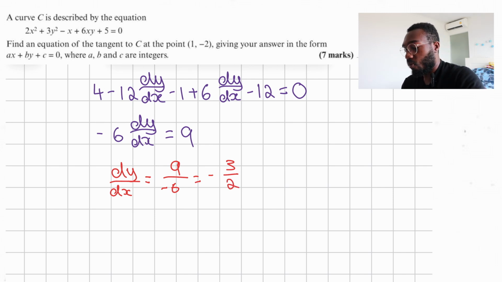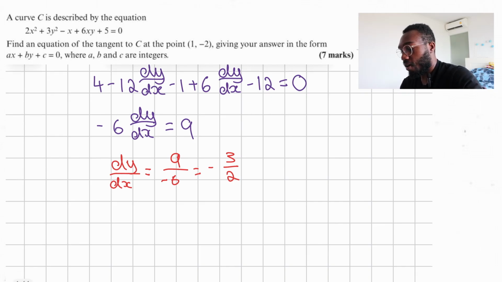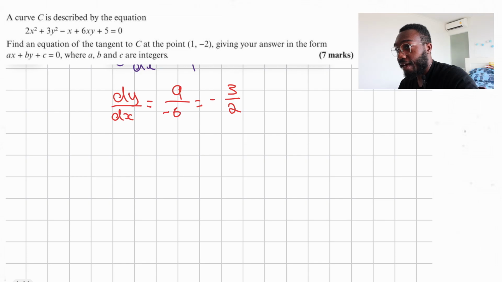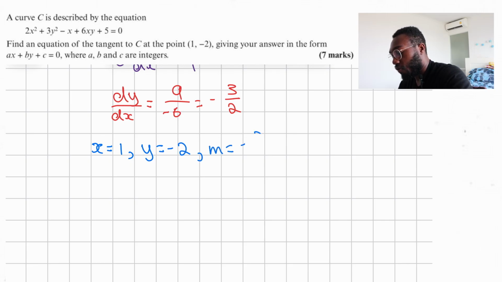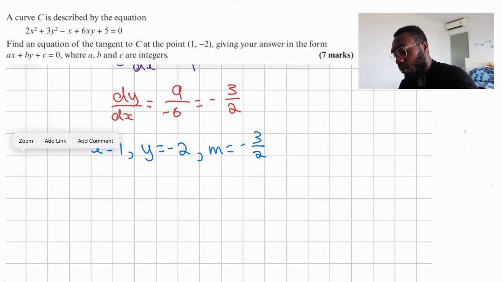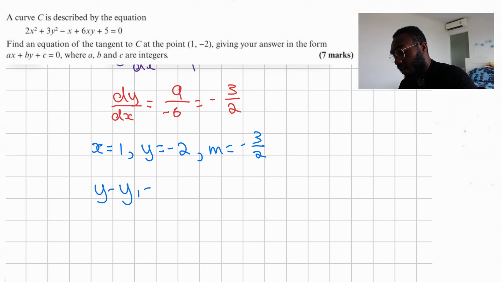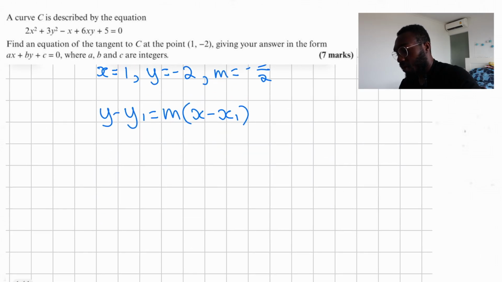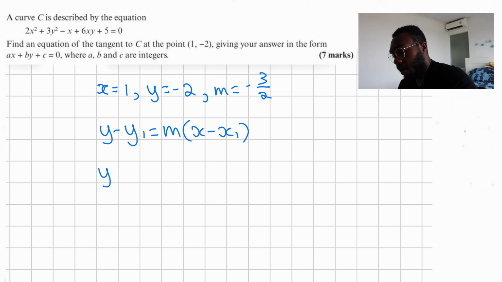So now that we've done that, we know that our m value, our dy over dx, is minus 3 over 2. So now if we write these values down, we know that x is equal to 1. We know that y is equal to minus 2. And we know that our m value is equal to minus 3 over 2. So if we put that into the equation of a straight line, we have y take away y1 is equal to m times x take away x1. Therefore, that will be y minus minus 2, which makes it a positive, is equal to minus 3 over 2 times x minus 1.